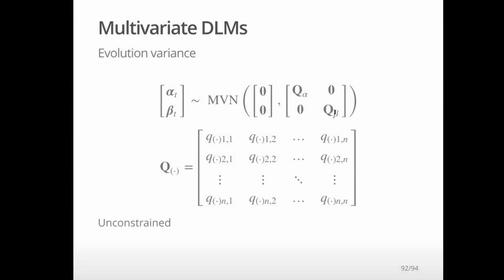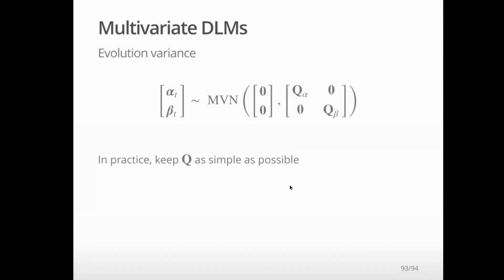Okay. If you want to get really crazy, you could make this thing unconstrained. So the alpha has a bunch of different variances, and there are covariances among all of them. The betas, same thing. But in practice, you're going to want to keep Q and R, for that matter, as simple as possible. And that has nothing to do with this particular application of MARSS or DLMs. It's just in general when we're doing this. I always encourage you to start simple and try to keep it that way as long as that works.